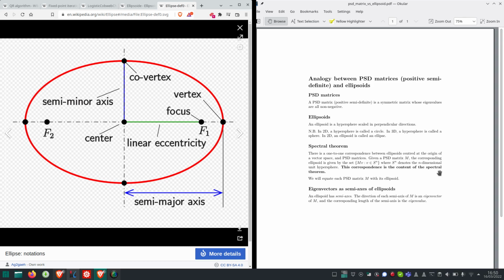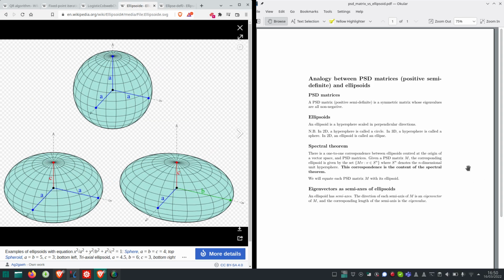The fact that this is true is a consequence of the spectral theorem. This correspondence allows us to adopt a more geometric language when talking about positive semi-definite matrices and more broadly symmetric matrices as well, as long as we make some adjustments.